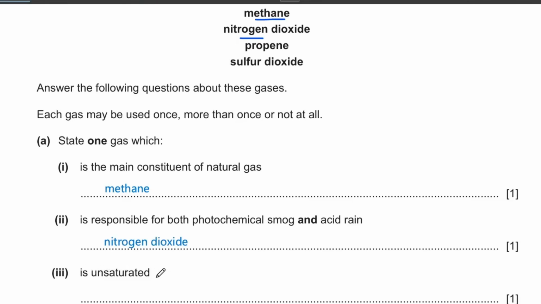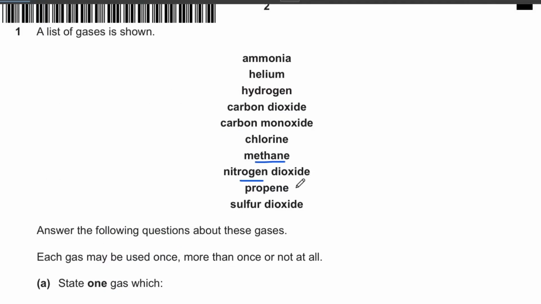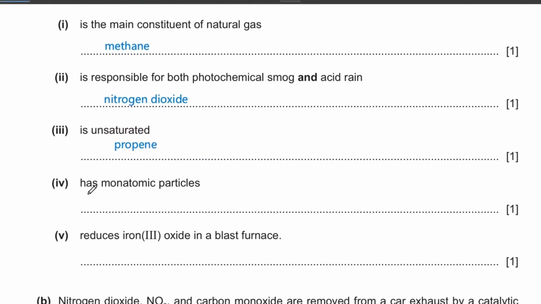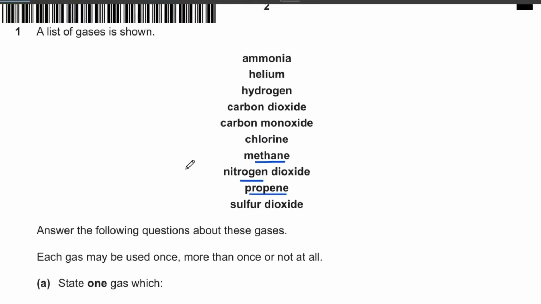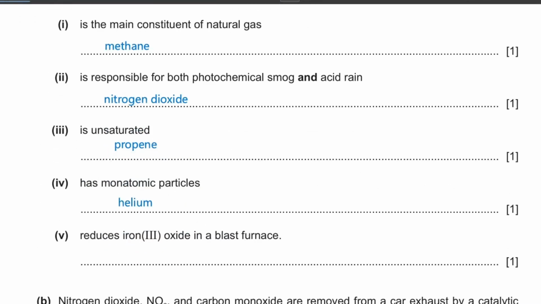Which one is unsaturated? Unsaturated simply means it contains a double bond. And here, propene, ending with ENE, is the unsaturated hydrocarbon. Therefore, our answer is going to be propene. Which has monoatomic particles? That would be helium. As a member of group 8, they are monoatomic gases, so the answer is helium. Which reduces iron(III) oxide in a blast furnace? This is for extraction of iron, so the answer is carbon monoxide.